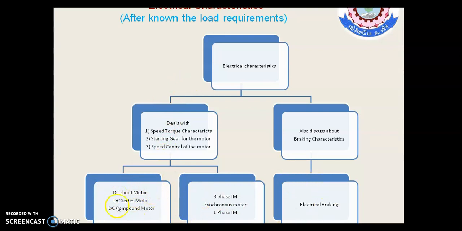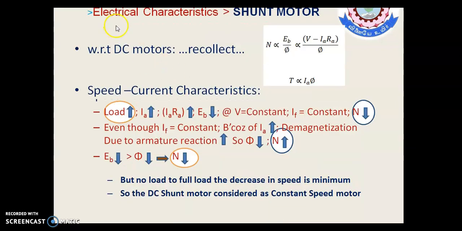Your syllabus deals with, on the DC side, the DC shunt motor, series motor and compound motor, and on the AC side the 3-phase induction motor, synchronous motor and single phase induction motor. Out of these 6 motors you can pick any one depending upon your load requirements, right? Also we will discuss the electrical braking. Now the first thing is we will discuss the electrical characteristics of the shunt motor.